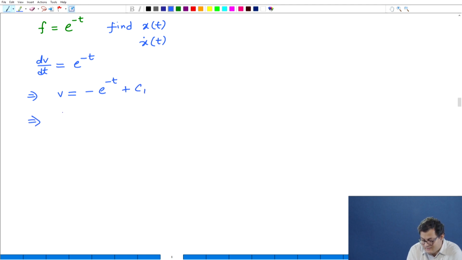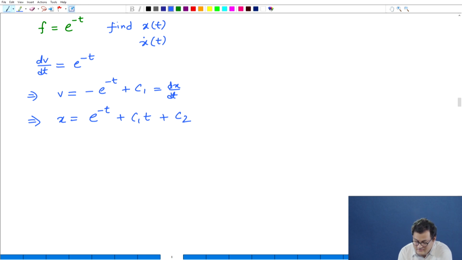Then I can write this as dx by dt, right. So x should be, I can save one line by writing this, x will be again e to the minus t, because another minus will come here, plus c 1 t plus c 2. This is the general solution of this equation.